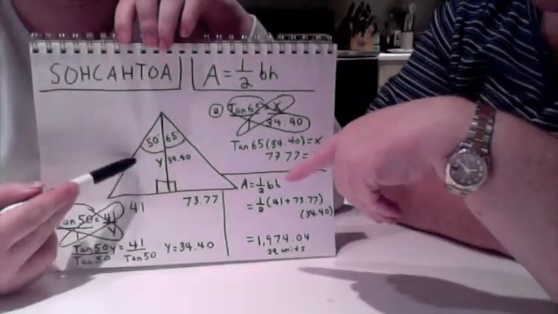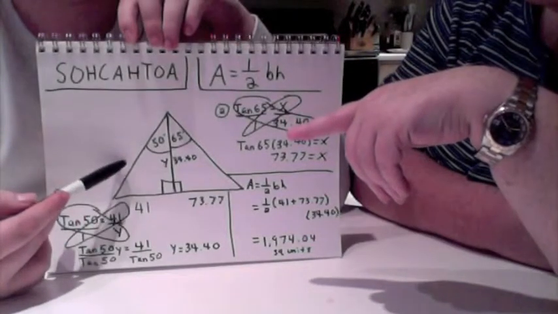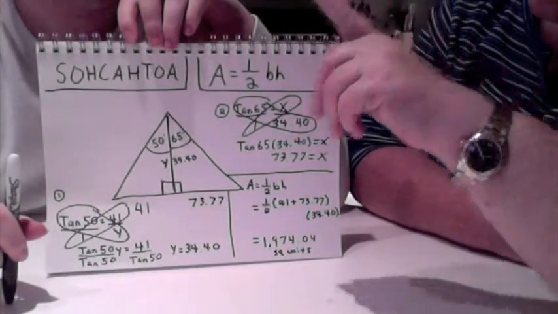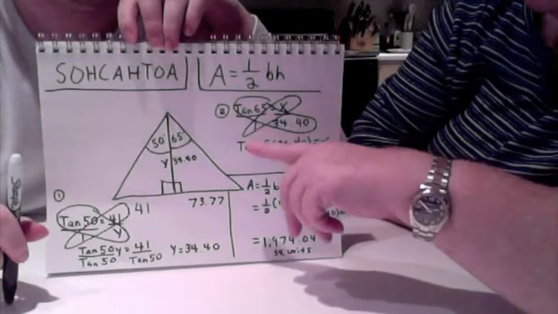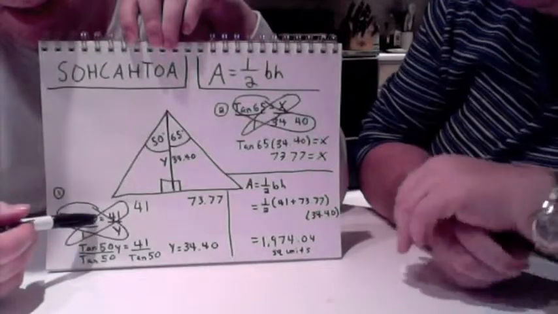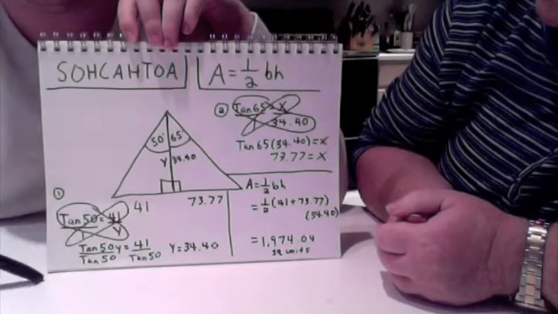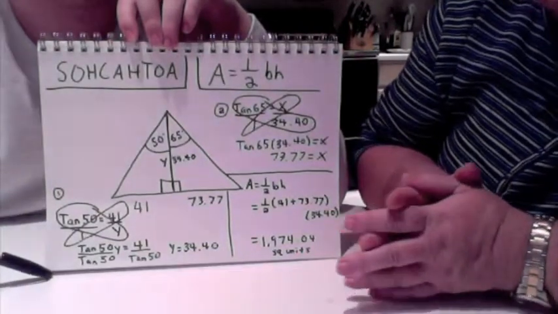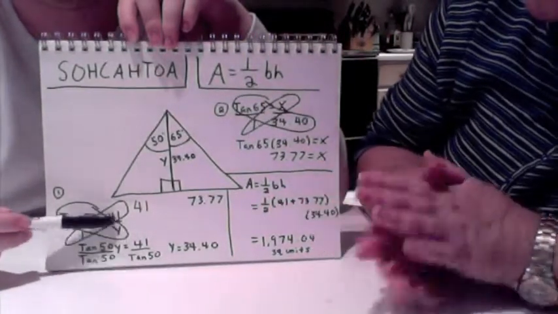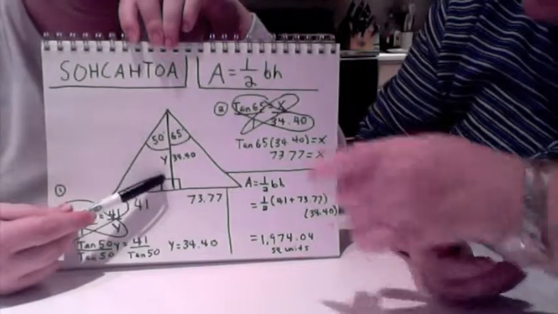So we're going to take our angle 50, we're going to set it to our 41 and our y, which is what? Opposite over adjacent again? Yep. So we're going to take tan 50 and set it equal to 41 over y. Tan 50 y is equal to 41. Okay. So we have to get y all by itself. Right. And we divide both sides by tan 50. And one side cancels out. Yeah. And we get y equals 34.40. That's our height. Okay. That's that part.